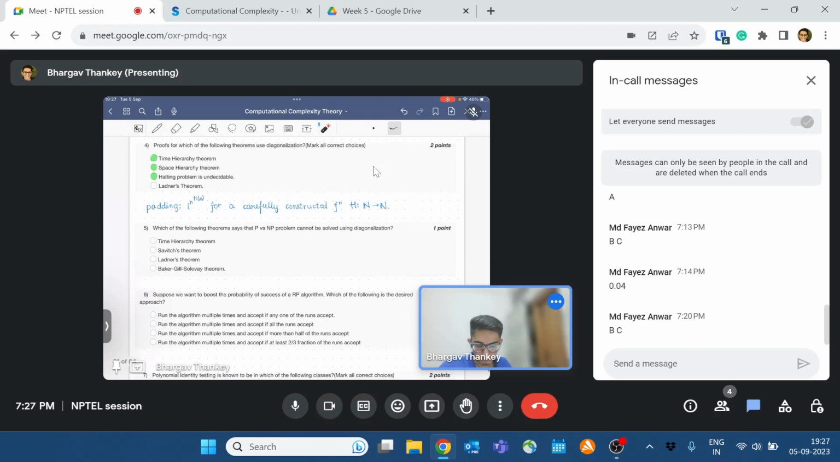Okay. So if this is fine, we can look at the next problem. Which of the following theorems says that the P versus NP problem cannot be solved using diagonalization: time hierarchy theorem, Savage's theorem, Ladner's theorem, or Baker-Gill-Solovay theorem? So which of these is correct? Yeah, you are right. It's the Baker-Gill-Solovay theorem.